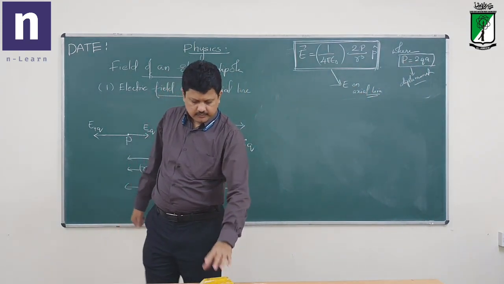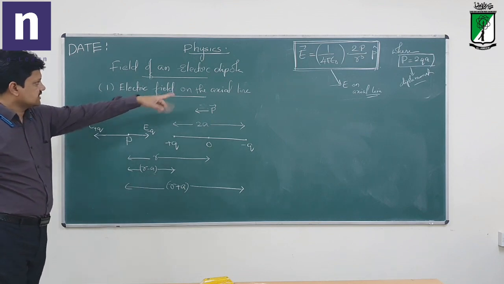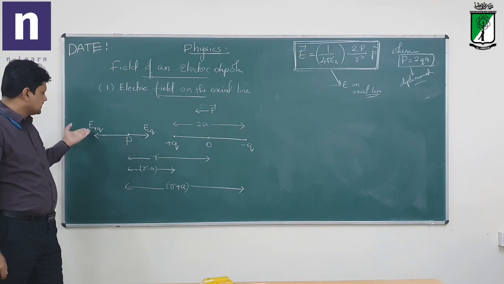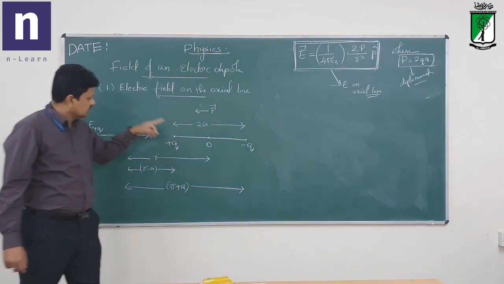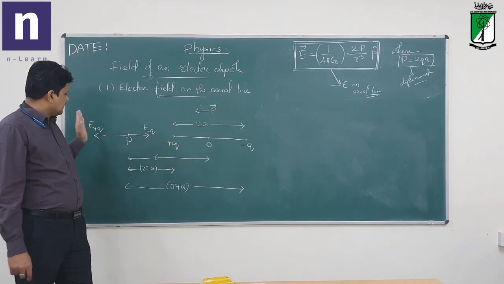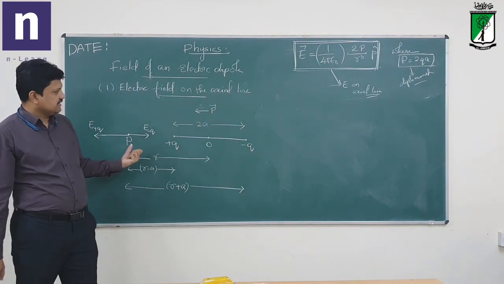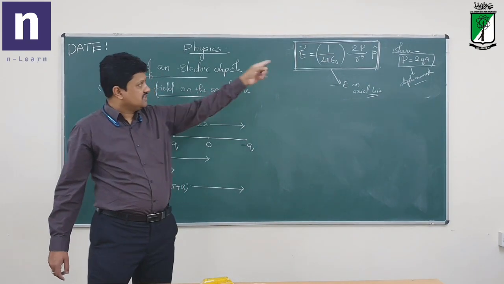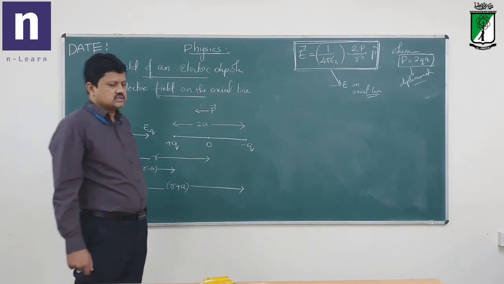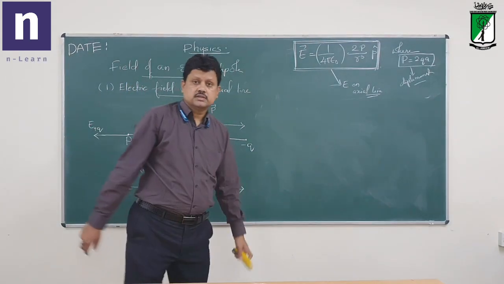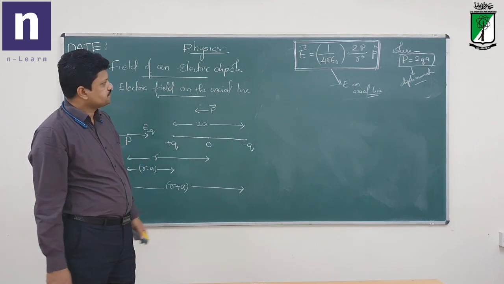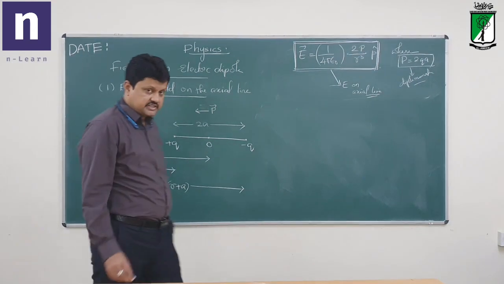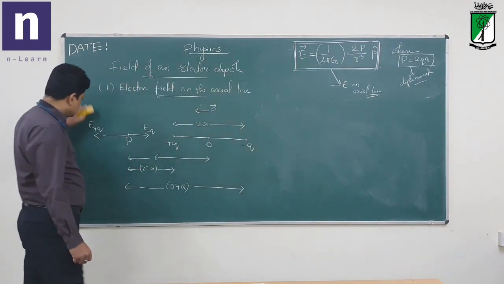So I hope that is clear. So the electric field on the axial line we found out. So that's a dipole. Along the axial line we considered a point. At that point we found the electric fields E plus Q and E minus Q individually due to plus Q and minus Q of the dipole. And then after finding E plus Q and E minus Q, we added them vectorially to get the resultant field at P, which is E equal to so much, where P is the dipole moment. And of course epsilon naught you already know, which is the absolute permittivity of free space. So that's the first case. Now let us move to the second case. Let me remove this.